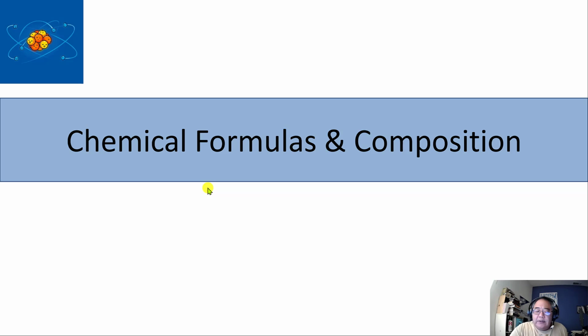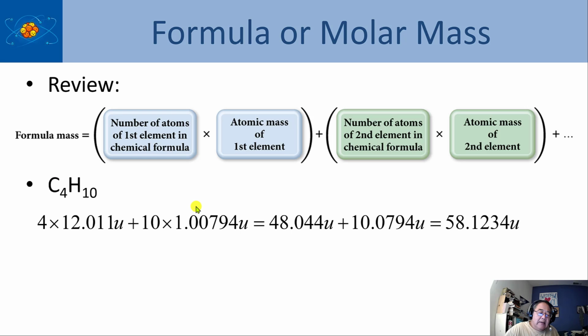All right, so we're going to start with looking at chemical formulas and composition. We'll start with looking back at molar mass and some of the calculations you can do with molar mass. So let's take C4H10 and we want to calculate its molar mass.